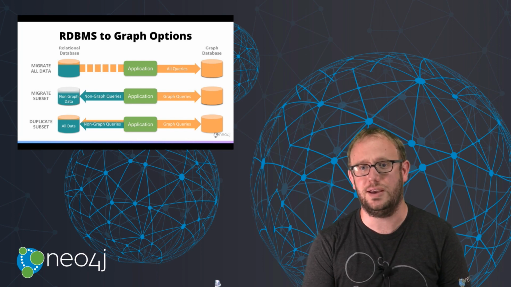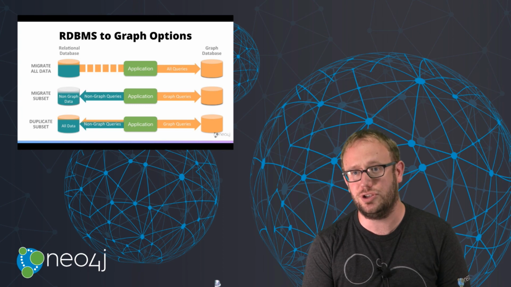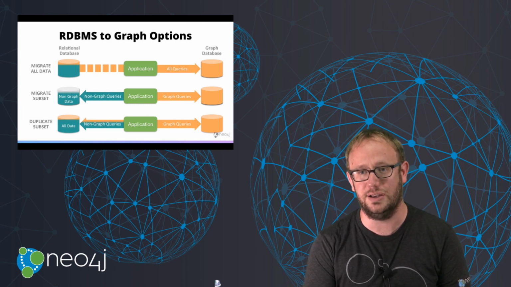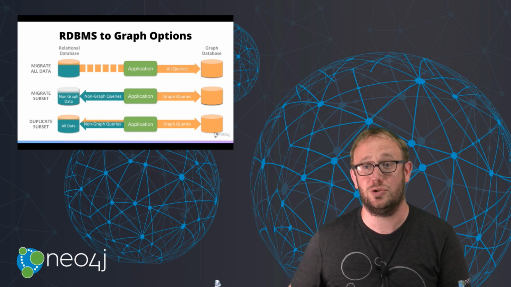Other folks duplicate a subset of their data. They duplicate the data from their relational database and duplicate the data also into their graph database, and then let application developers decide, based off of the types of queries they want to perform, where is the best place to query the data.